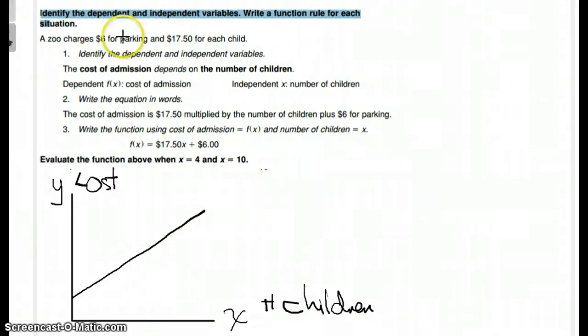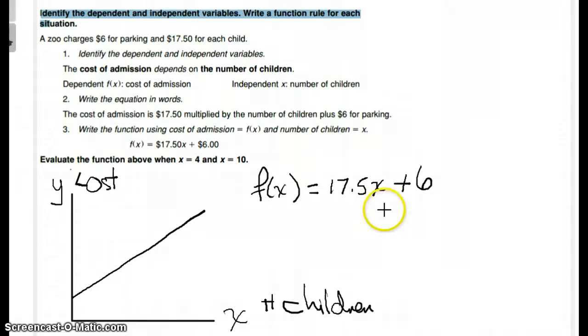So it says here that I pay $6 for parking. Well, if I don't bring any kids along, I still have to pay $6. It also says that I pay $17.50 for each child. And we said that children were x, so I'm going to put 17.5x. And we're supposed to write this in function notation, so I'll write f of x equals 17.5x plus 6. And then it says to evaluate when x equals 4.